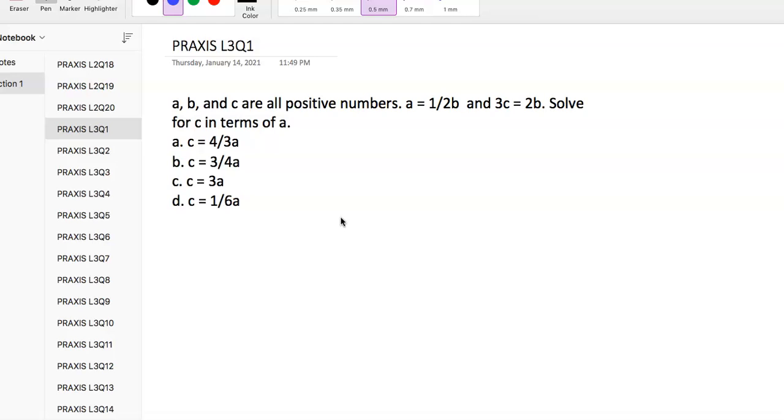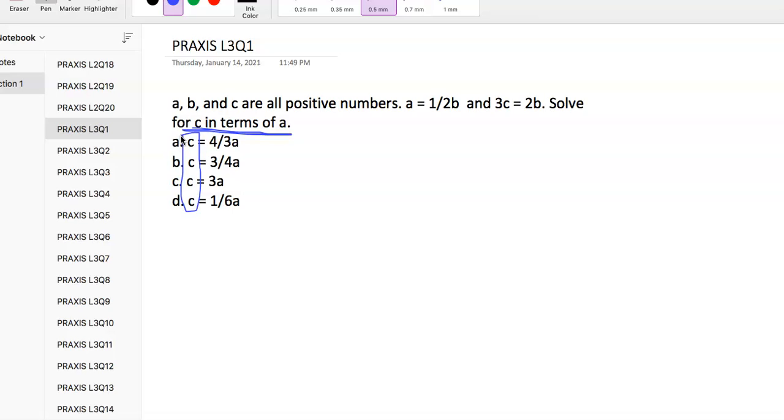Okay, so let's get going here. So this first question is actually one of the toughest ones. A lot of people struggle with this. A, B, and C are all positive numbers. And it says A equals 1/2 B, 3C equals 2B. Solve for C in terms of A. Okay, so we see this phrase, solve for C in terms of A, right? You can see here, all of them have C equals some fraction or number times A. Okay, so that's all that really means.